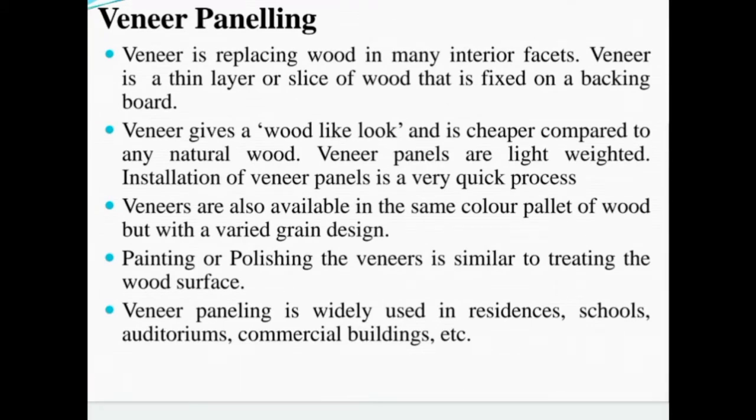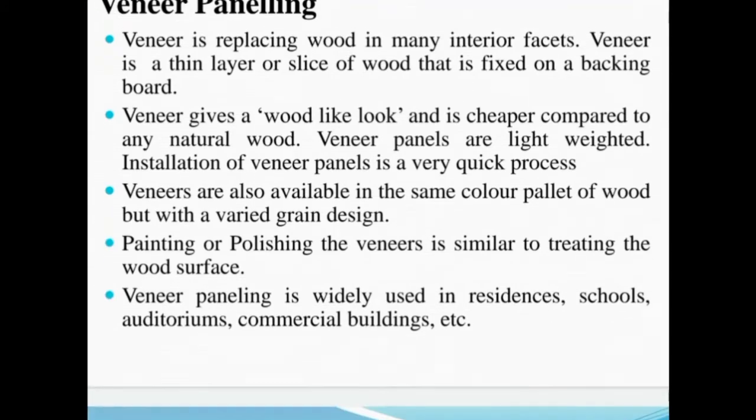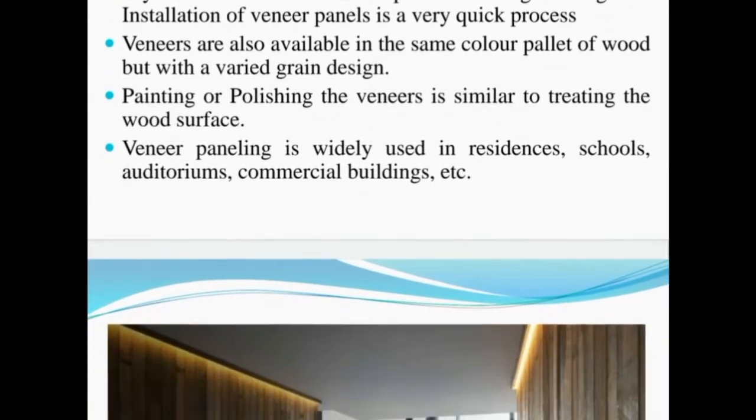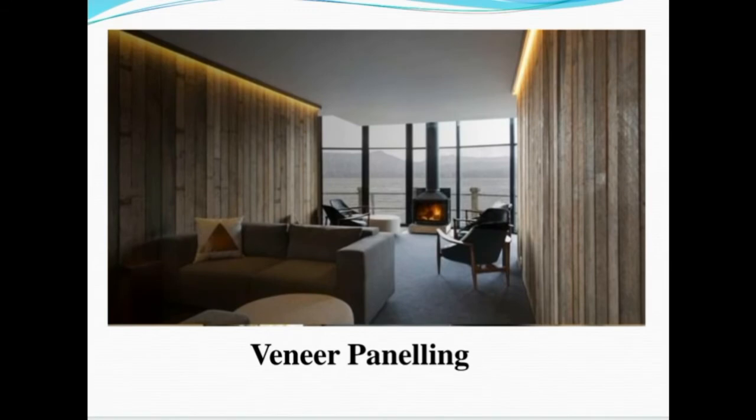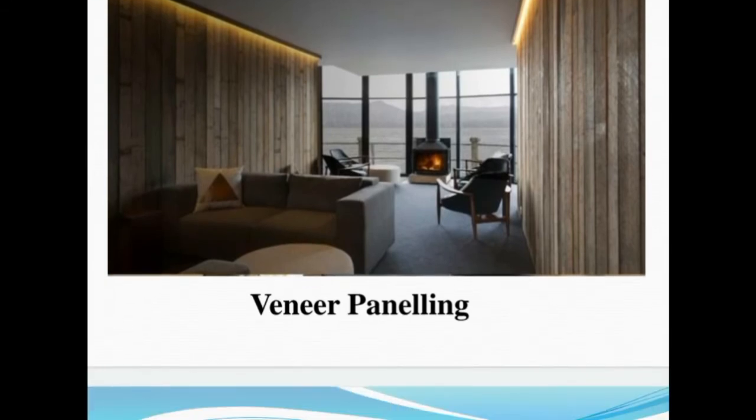And these panels are lightweight and the installation is a very quick process, and it's also available in the same colors as that of wood, and a variety of colors are also available in the market. And painting or polishing the veneers is similar to that of the wood surface, and nowadays it's widely used in residences, schools, auditoriums, commercial buildings, etc. This is the type of wood paneling which is used as a paneling material in the construction.